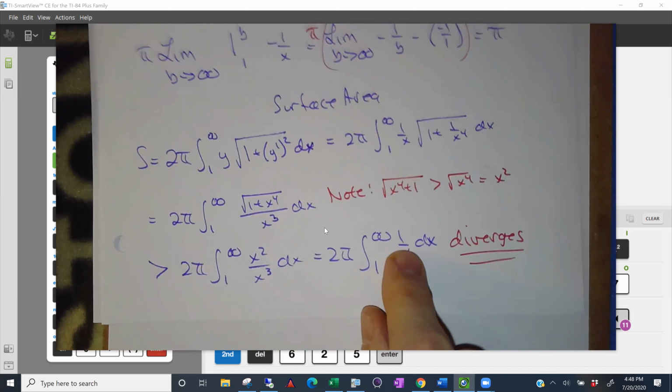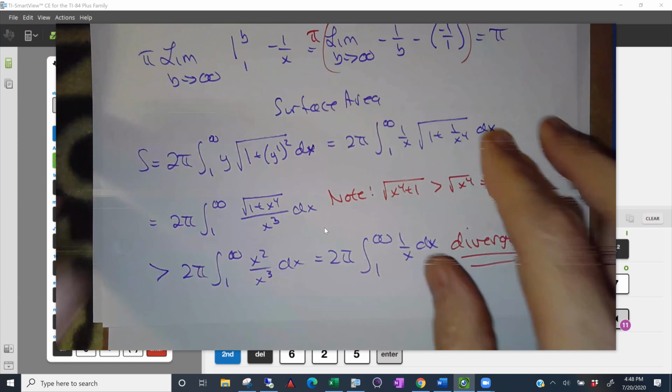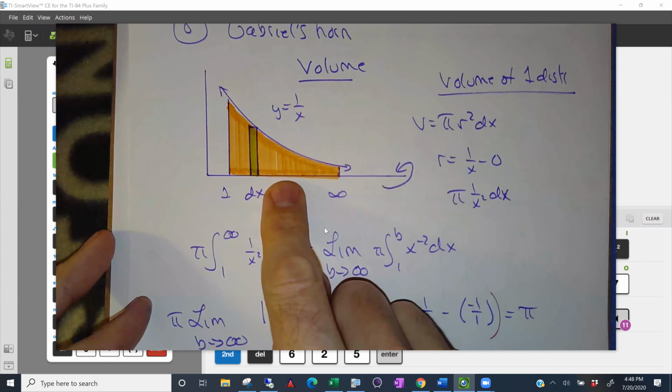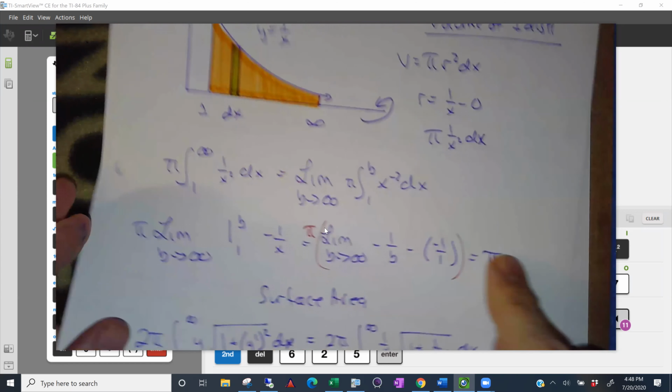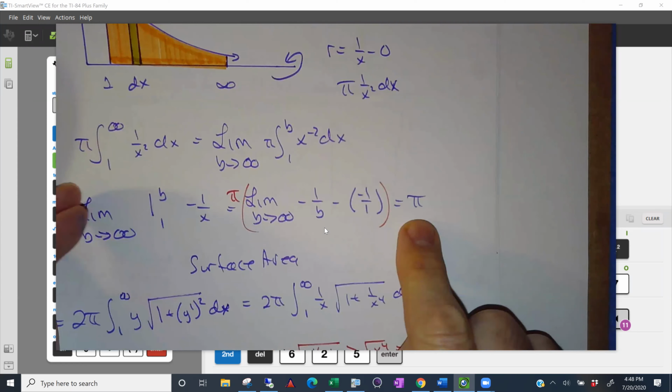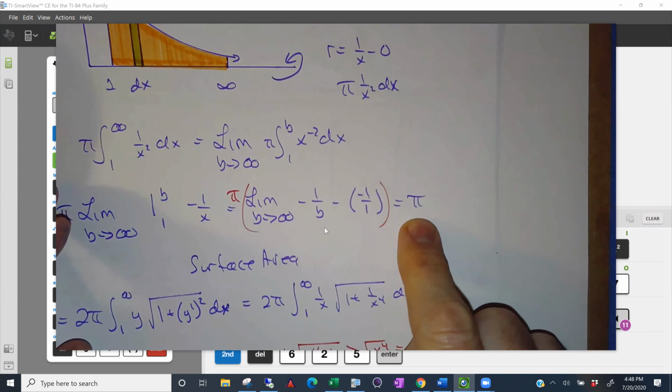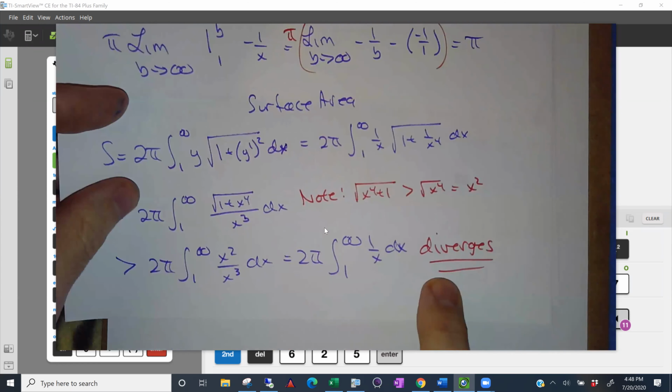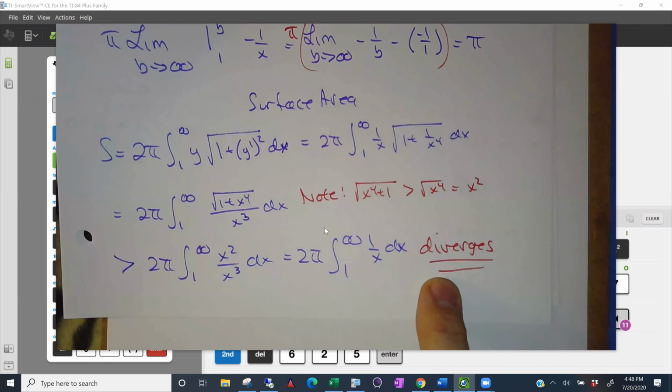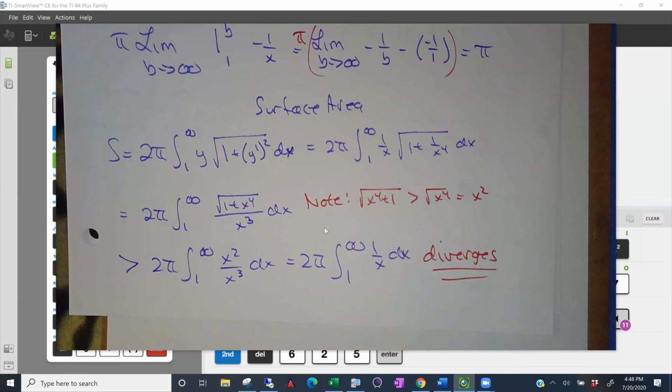And what that's saying is that while the volume is finite, I could fill this up with pi gallons of paint or pi cubic units of paint, I can't paint the outside. It would take an infinite amount of paint to paint the outside. So it's a paradox. It's just something that doesn't seem right.